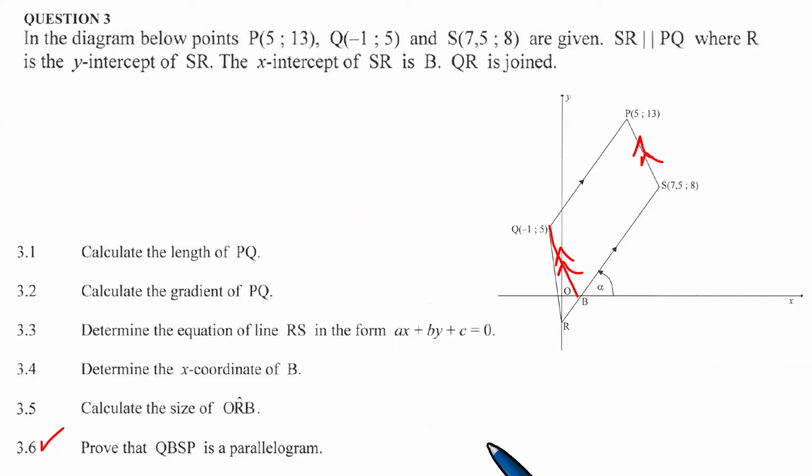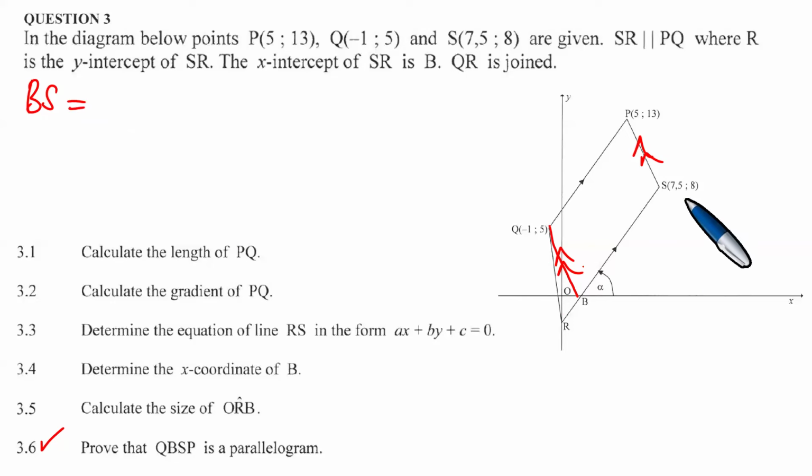How do we arrive at this? How to prove that QBSP is a parallelogram? Right, to prove that it's a parallelogram, we need to prove that the opposite sides are equal, but also we need to establish that the opposite sides are parallel, or that the diagonals bisect each other. Right, so let us achieve some of these things. Let's find first, in 3.6, the length of BS.